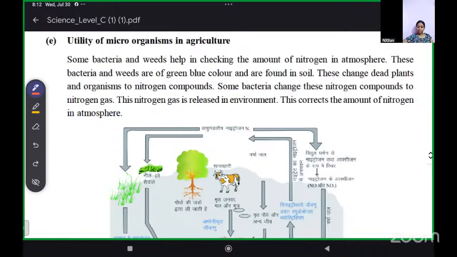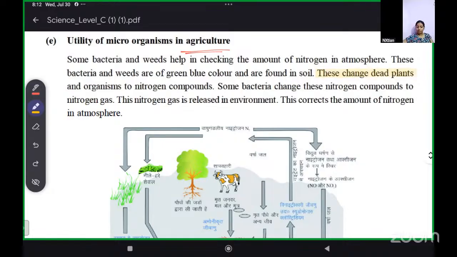What is agriculture? Agriculture is related to farming, growing crops and plants and everything. And microorganisms help in that too. Some bacteria and bees help in checking the amount of nitrogen in the atmosphere. These bacteria and beads are of green-blue color and are found in soil. They change the dead plants and organisms into nitrogen compounds.